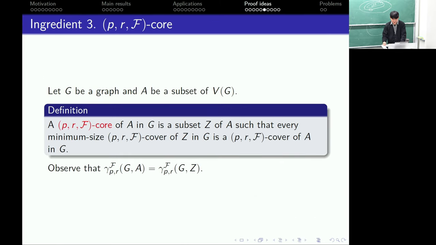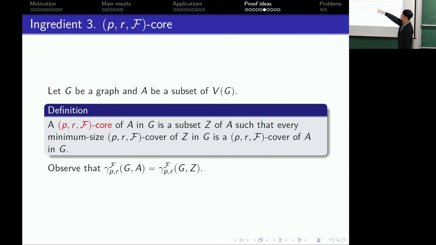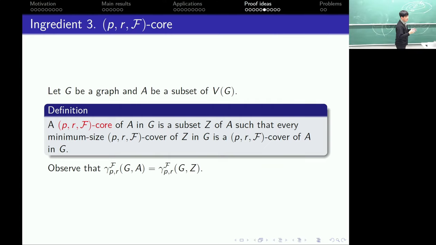Okay, the last ingredient is the PRF core. A PRF core of A in G is a subset of A such that if we have a minimum size cover of the core in G, that is also a PRF cover of A. So the PRF core is really a core to cover the whole set A. It suffices to cover the PRF core to cover A.